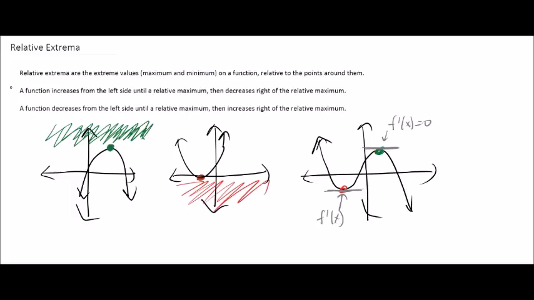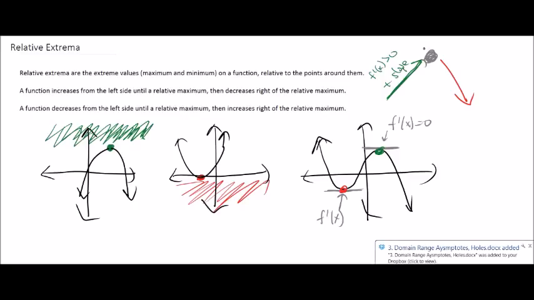Okay? And this is kind of important, the second and third point here. A function increases from the left side until a relative maximum, then decreases right of the relative maximum. So just imagine this kind of shape. We have an increasing function here, and then a decreasing function here. Well, we're going to have a maximum somewhere over here. So the important thing to realize here is that here we have a positive slope, which means that f prime of x at these points is greater than 0. And here we have a negative slope, which means that f prime of x, the derivative of this function, is actually less than 0 on these points.